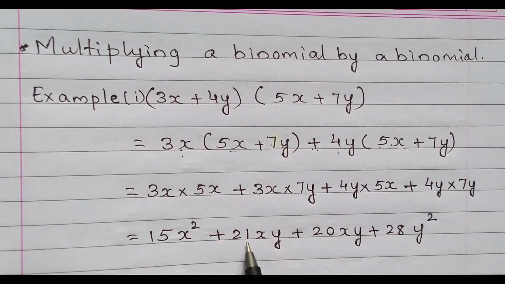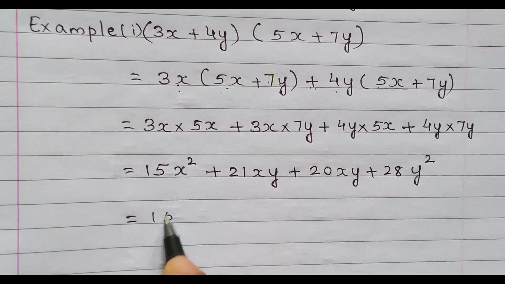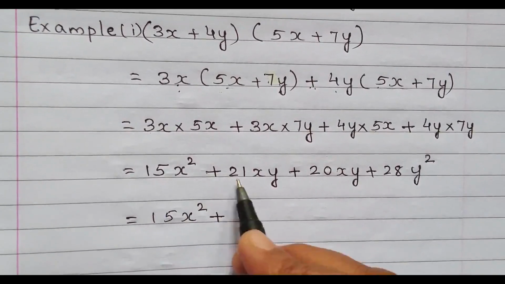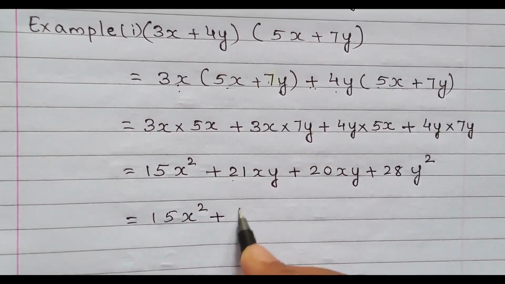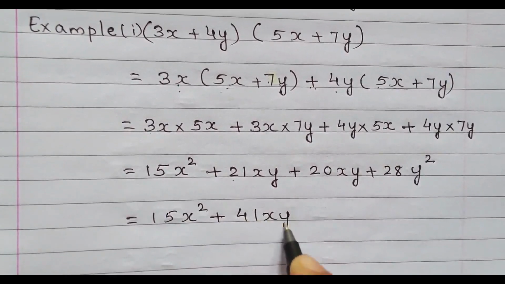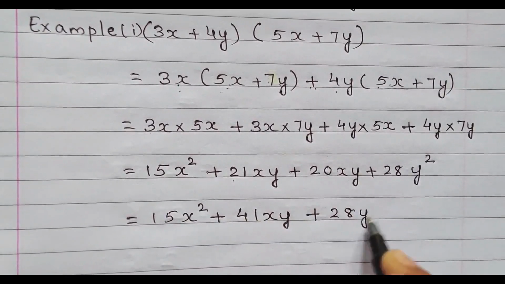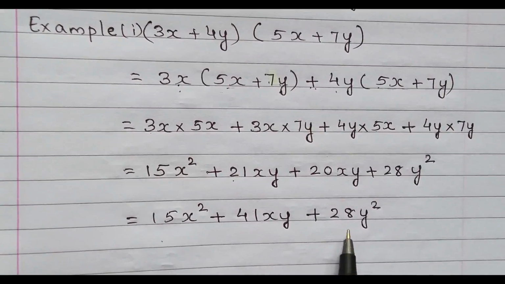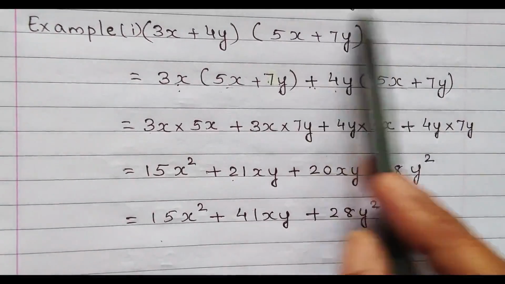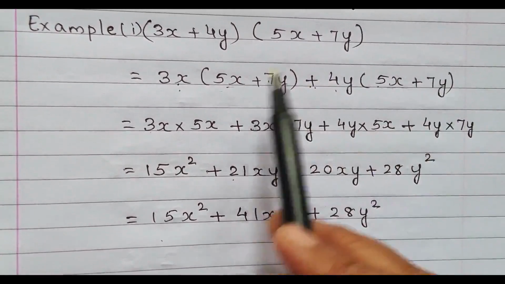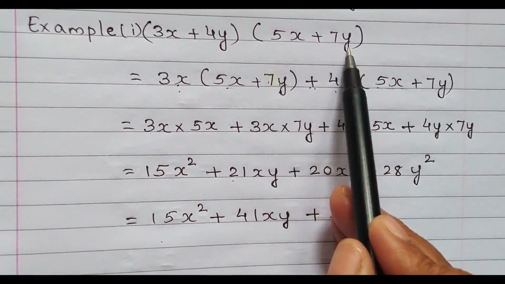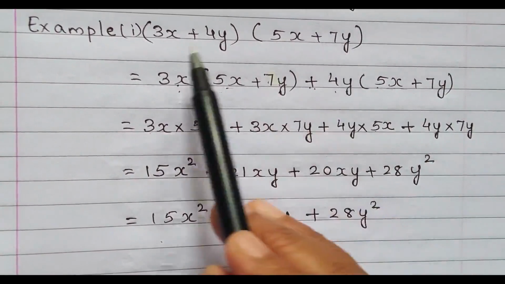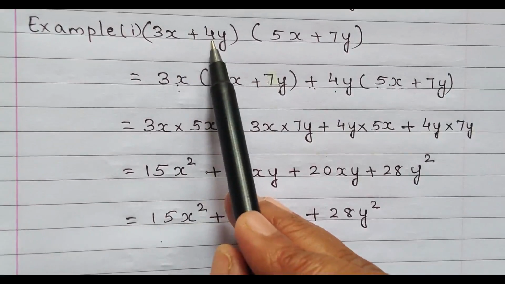Now here you can see that these two are like terms. So we have to add the two terms. So you'll get 15x square plus 21 plus 20 will give you 41xy and 28y square. So this will be your final answer. So when you're multiplying a binomial by a binomial, we have to multiply each term of the second expression using each term of the first expression.